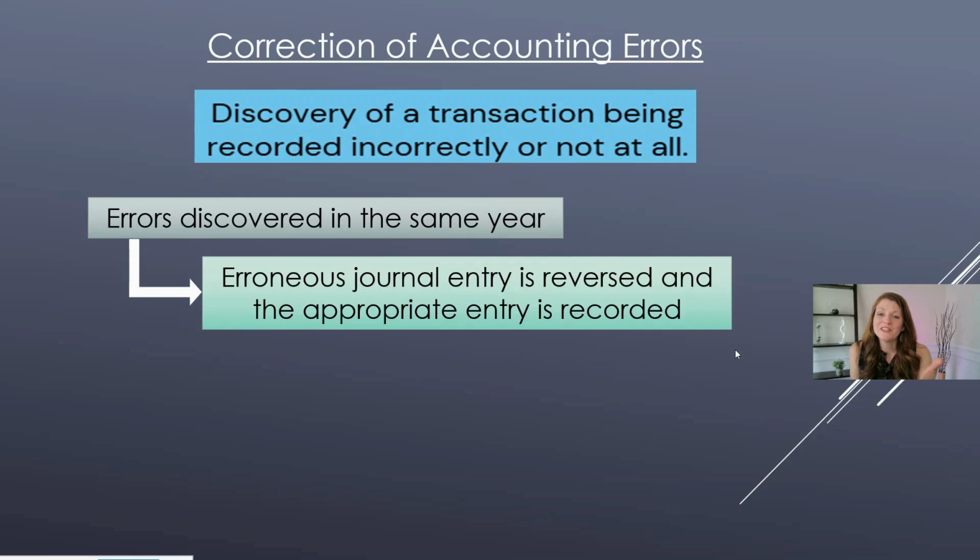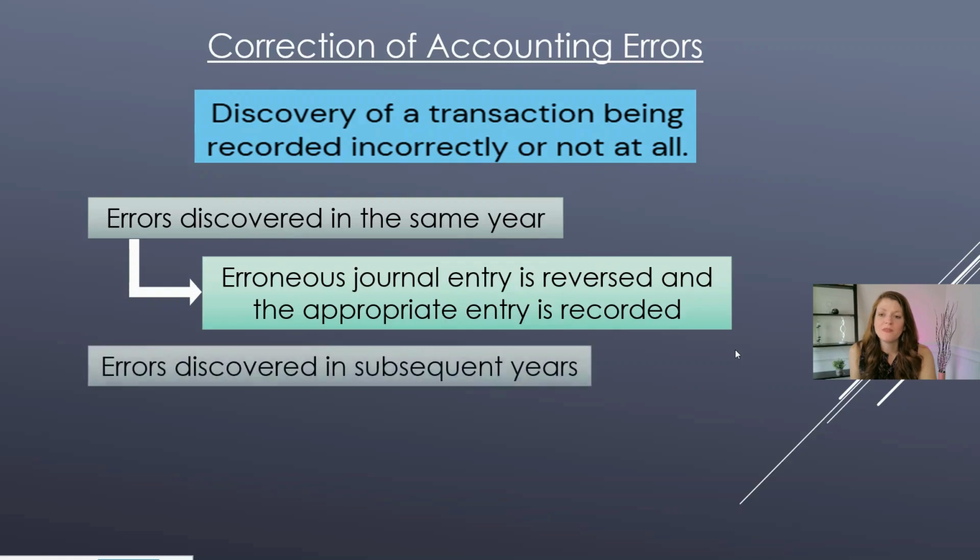So for errors that are discovered in the same year, we just make a journal entry to reverse it. It makes it very simple. Nothing has been reported yet. If it's been a few months, you might get a talking to, but at least we haven't reported these financial statements to any external users yet, so we can make the changes.